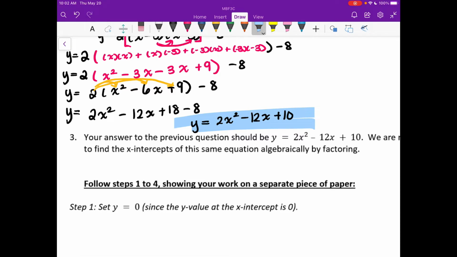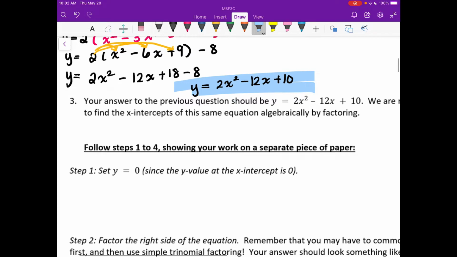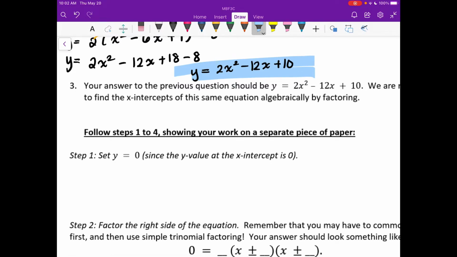You already did this, right? We've kind of already been doing this. You did this with our last unit. I'm just going to show you a different way, almost a faster way to do this. So what we're going to do is follow steps 1 to 4.